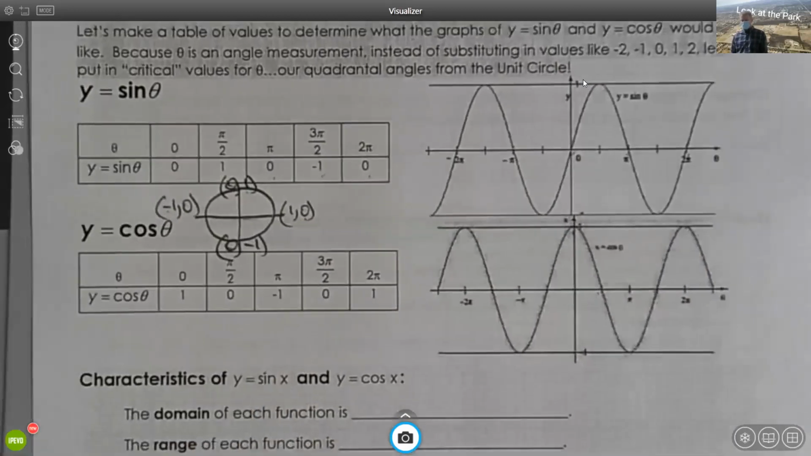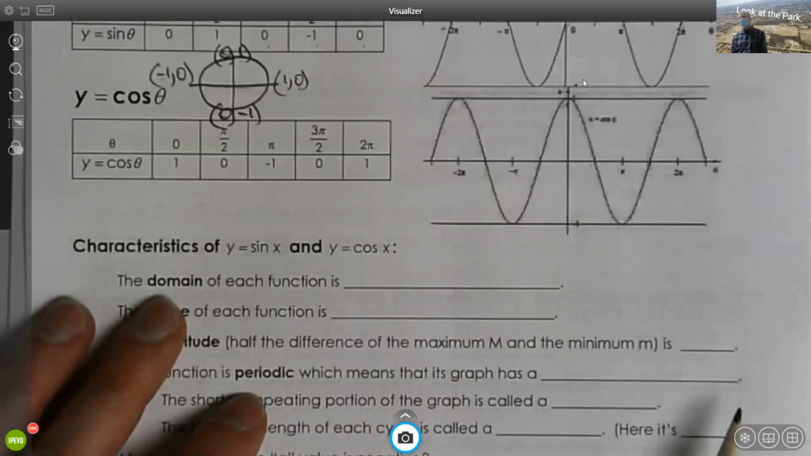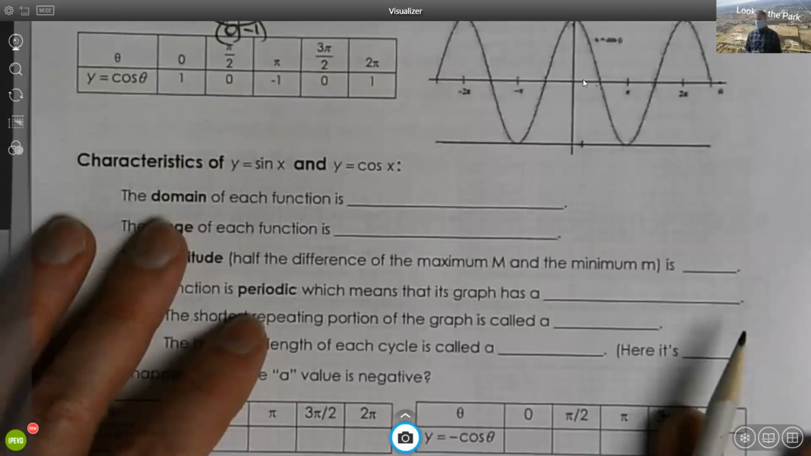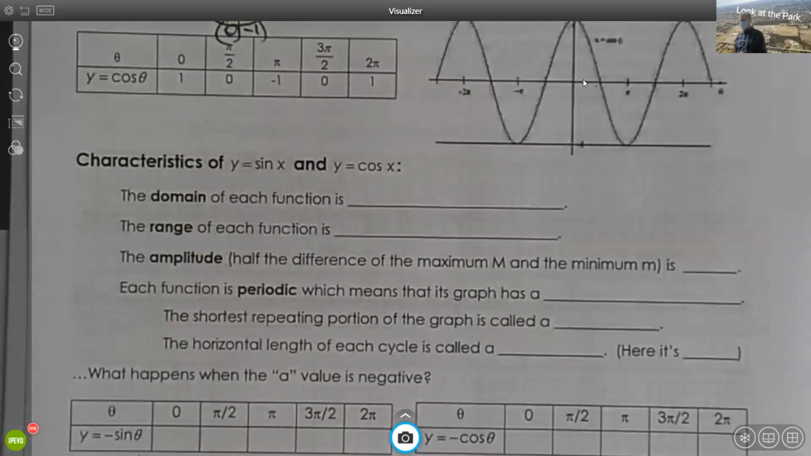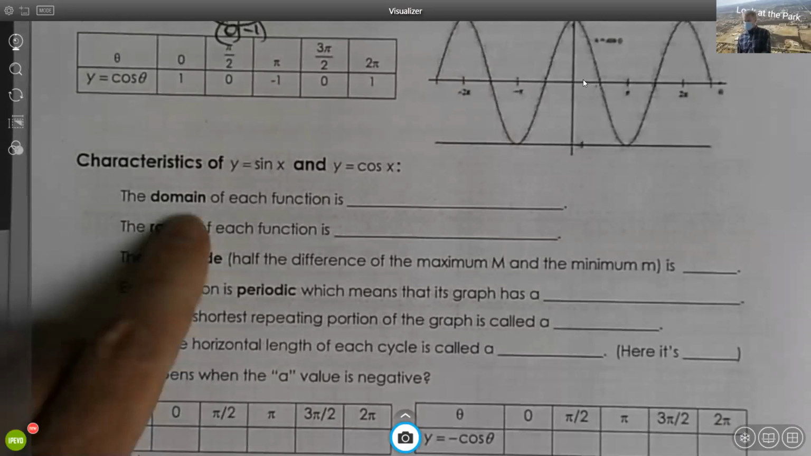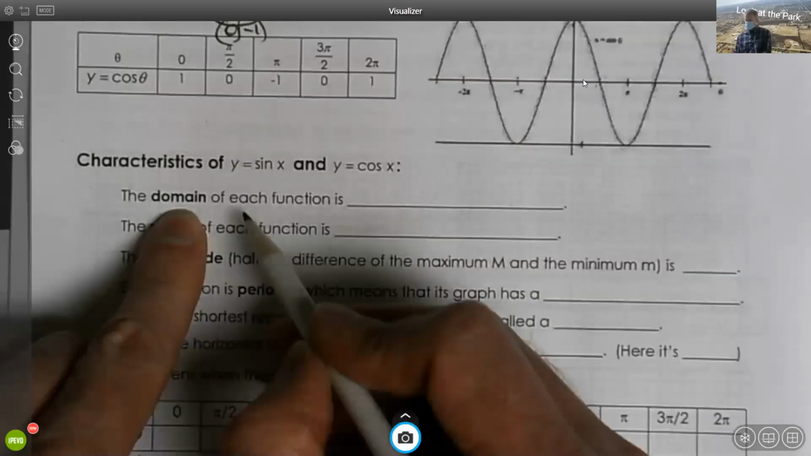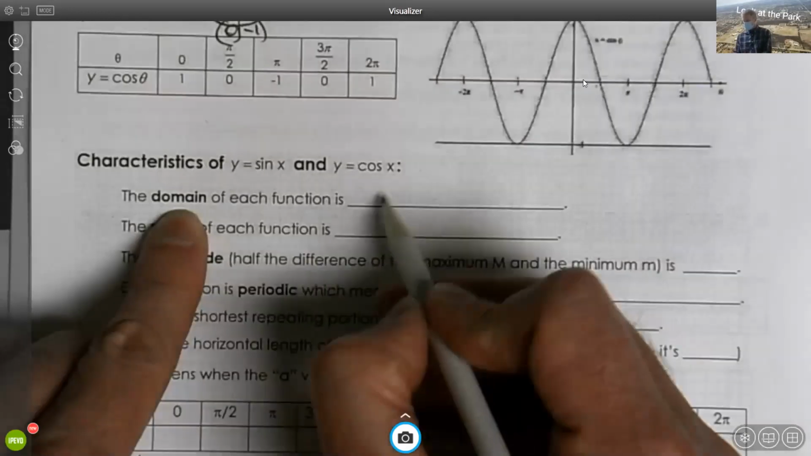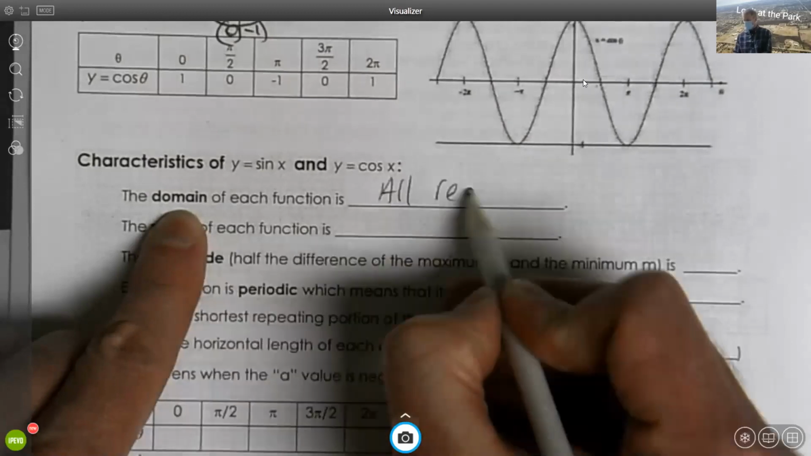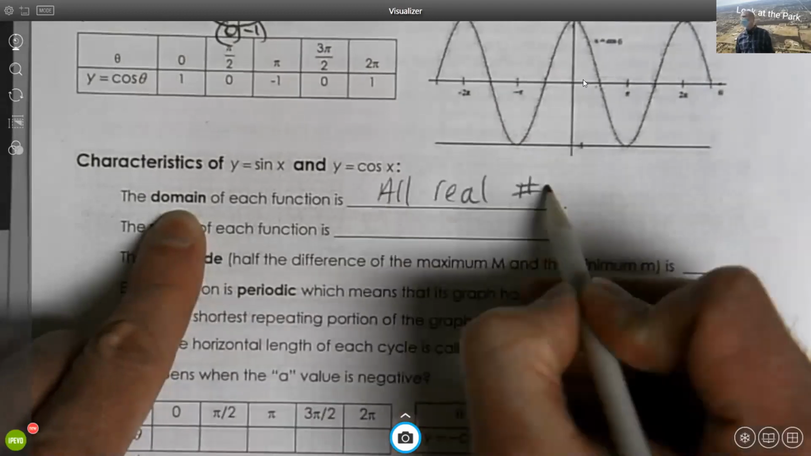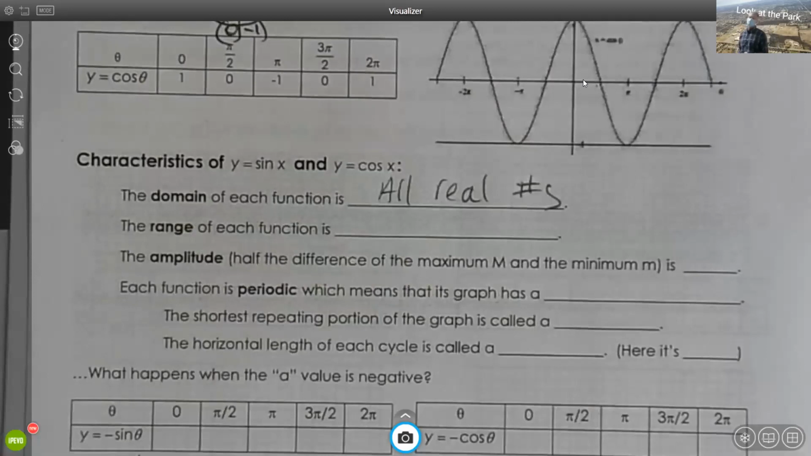When we look at these, we can notice that the domain for these are your x values, and those are your angles. We typically write these in radians. Your domain of the function is all real numbers. So you can plug in any angle, a positive angle, a negative angle, a really large, a really small, and you'll have values for all of those.